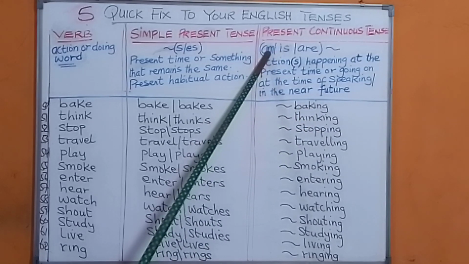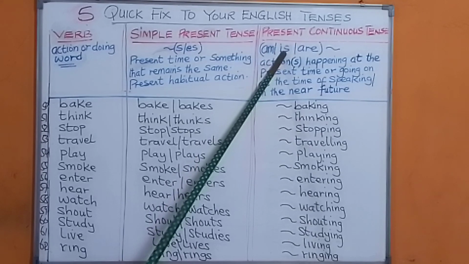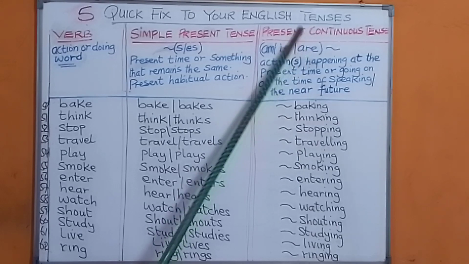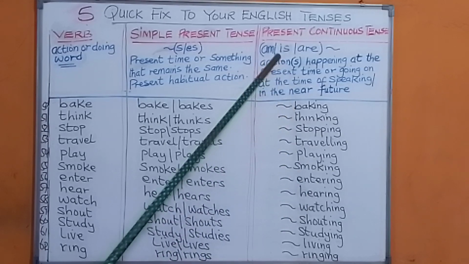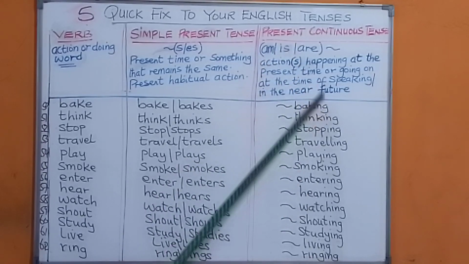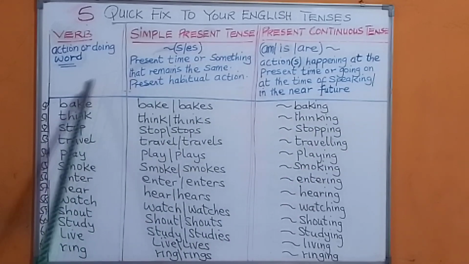Remember, am for I am. He is, she is, Lamin is. That is when you are talking about singular. And when the object is plural, you say are. Okay? So, you say I am baking, she is baking, we are baking a cake.